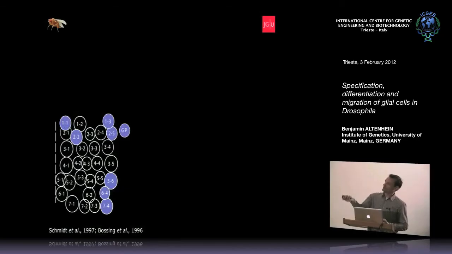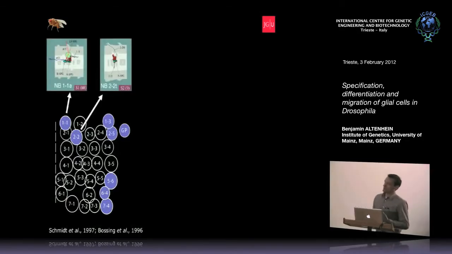And you can see most of them are located laterally within the hemisegment, some in the anterior region, some in the posterior region, but also NB1,1 and 2,2 are located quite medially. So the position of a progenitor cell does not per se tell whether it produces glial cells or not. So there must be more behind to specify a neuroglioblast than just its position within one hemisegment.